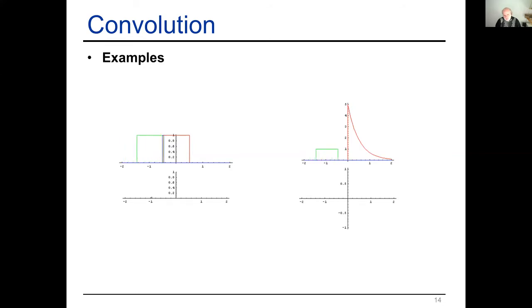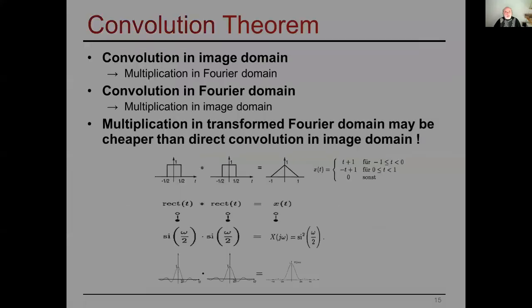So you take one function, you shift it over the other, and you record the integral over the product from minus infinity to infinity. Yeah, so that was just the definition of the convolution. So now we have the convolution theorem.